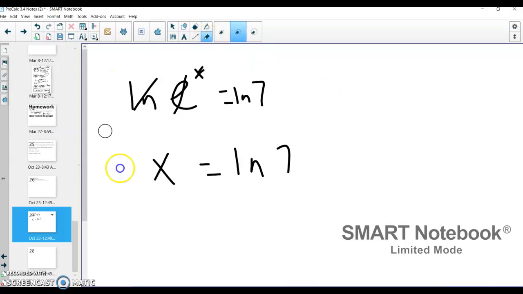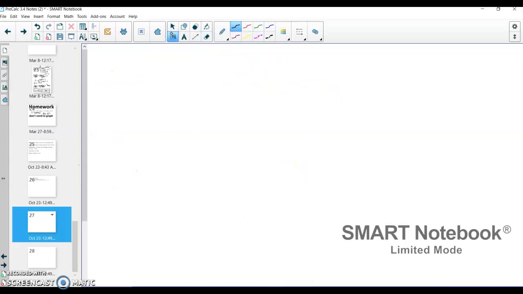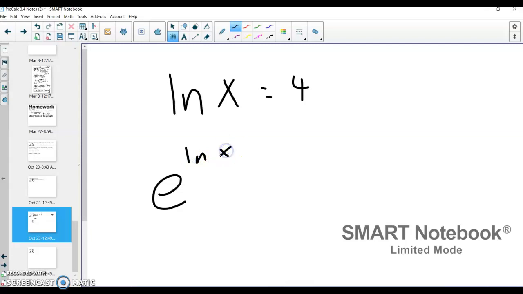Now the other situation is sometimes we have the natural log of x equals 4. What I do to get rid of the natural log here is raise e to both sides: e raised to the natural log of x equals e to the 4. Then again, we're going to see that canceling out, and this would end up being x equals e to the 4th.